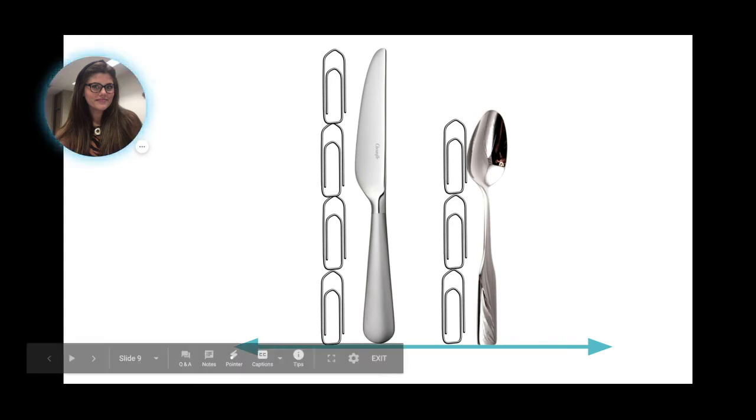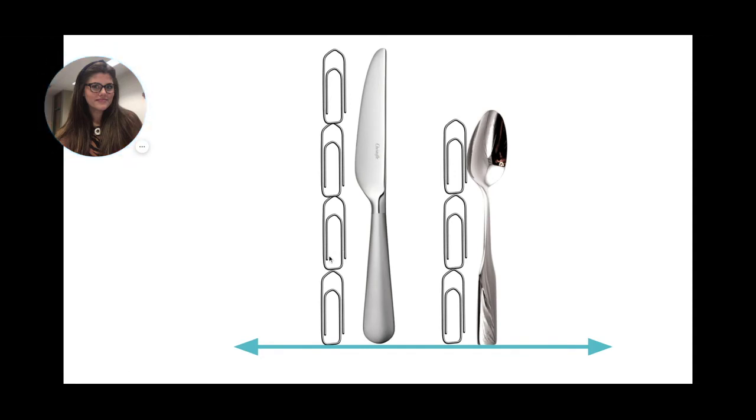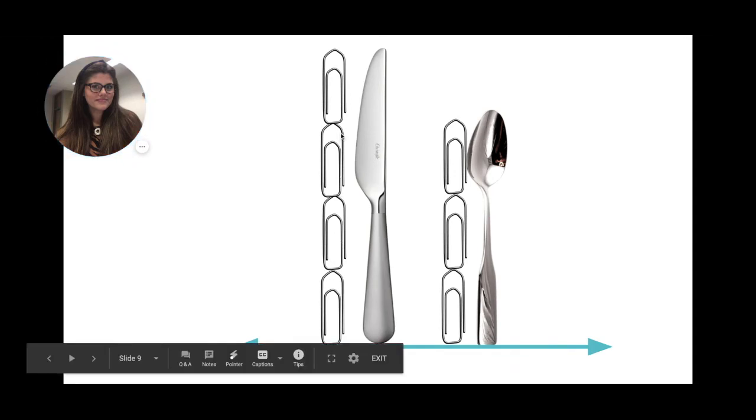Good job. So if the knife is 4 paper clips tall and the spoon is 3 paper clips tall, Keeble Cubs, which one do you think is the taller object? That's right. It is the knife because it has more paper clips. It is the larger, the taller object. So that means, Keeble Cubs, the spoon is the shorter of the two objects. Good job, friends.